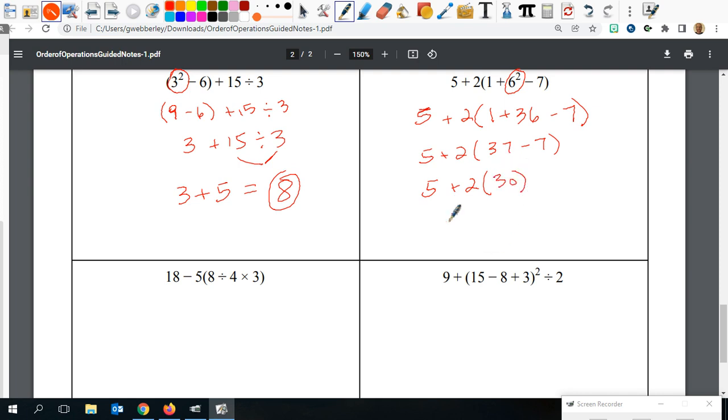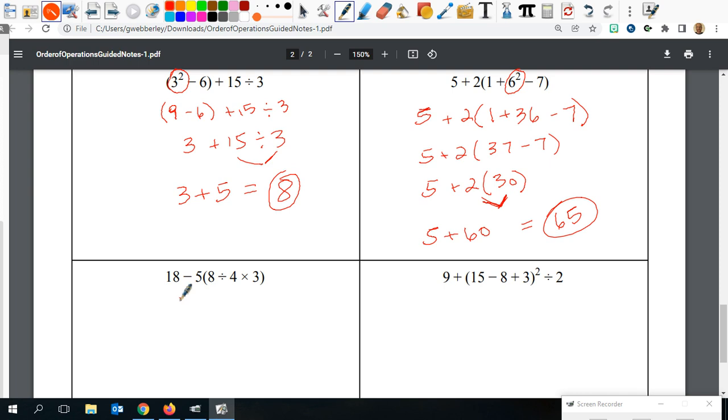So I still can't add 5 and 2. I have to multiply next. So what's that going to give us? 5 plus what number? 60. 2 times 30 is 60. So final answer is 65. Okay? So if you end up doing 5 plus 2 and you get 7 and then you try to multiply by 7, nope, that's the wrong order.